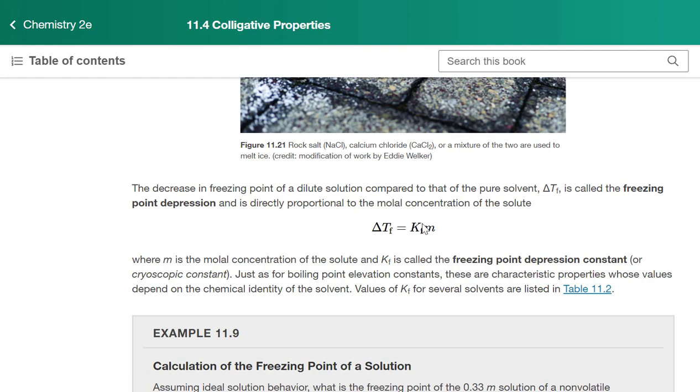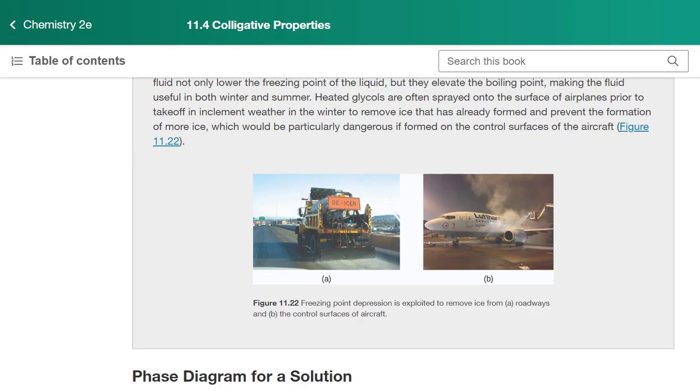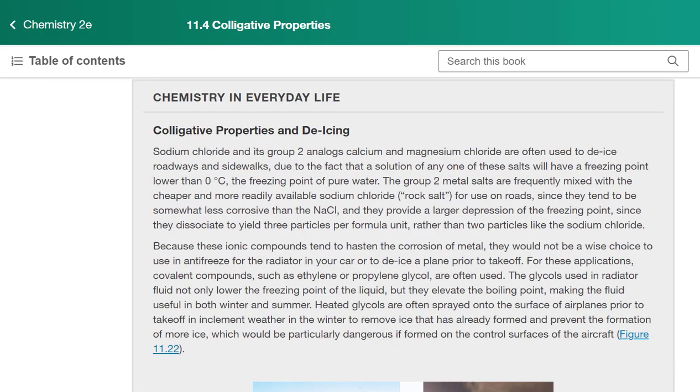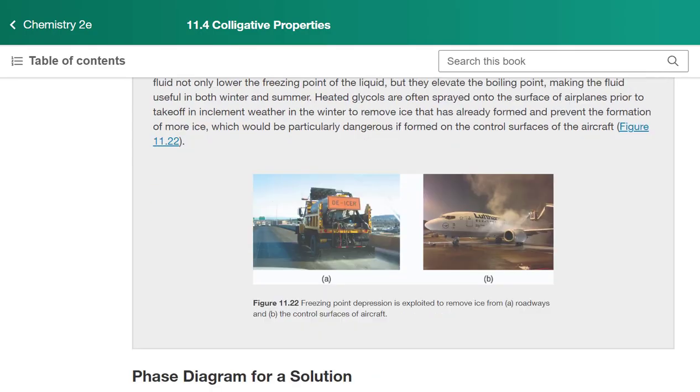We have a different constant here than we had before. We are still using molality, and this delta T is how much lower than the freezing point as opposed to how much higher than the boiling point. So it's a similar form, but realize we're going in opposite directions. Some applications here related to de-icing.